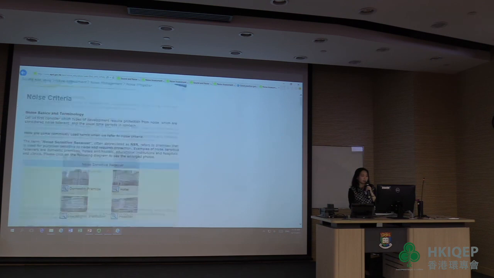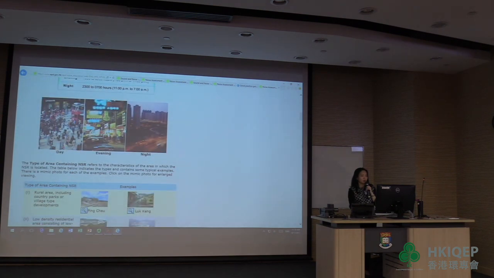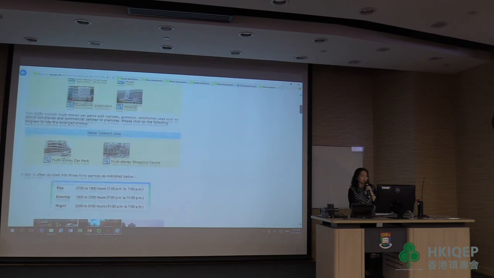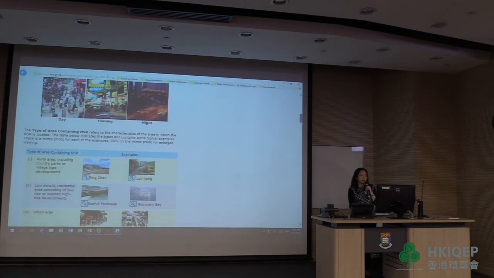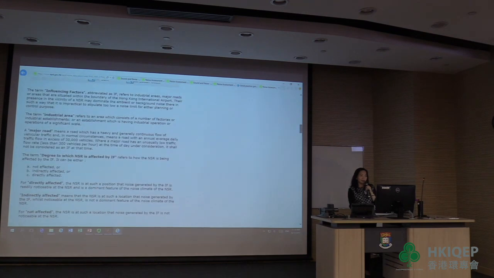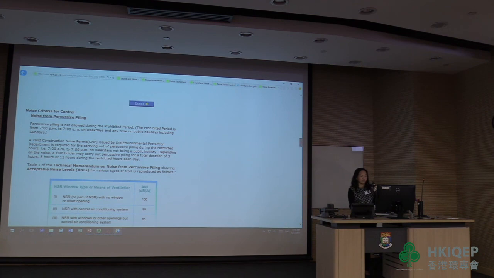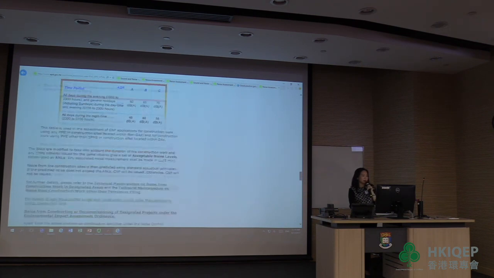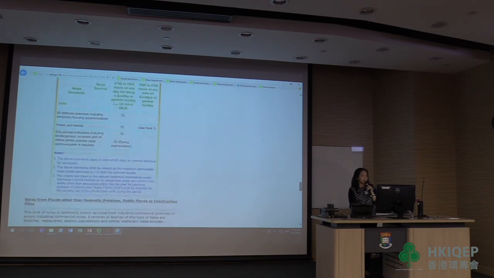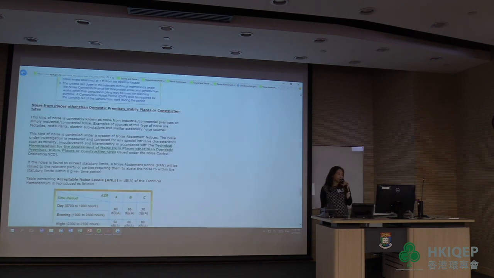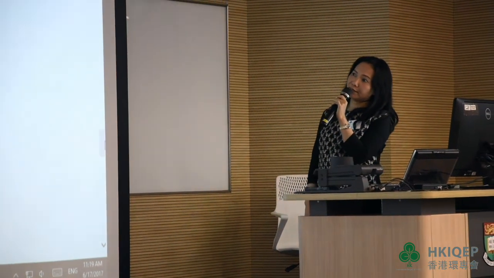About the noise standards in Hong Kong. This is also something we would expect you to understand, like the definition of the noise sensitive receiver, how the different types of areas are defined, what we mean by the influencing factors, and how to define the different noise criteria, like for construction noise, for the construction and or decommissioning of designated projects under the EIA Ordinance, and the noise from places other than domestic premises, public places or construction sites, which is in the Technical Memorandum for the Assessment of Noise from Places other than Domestic Premises, Public Places or Construction Sites.